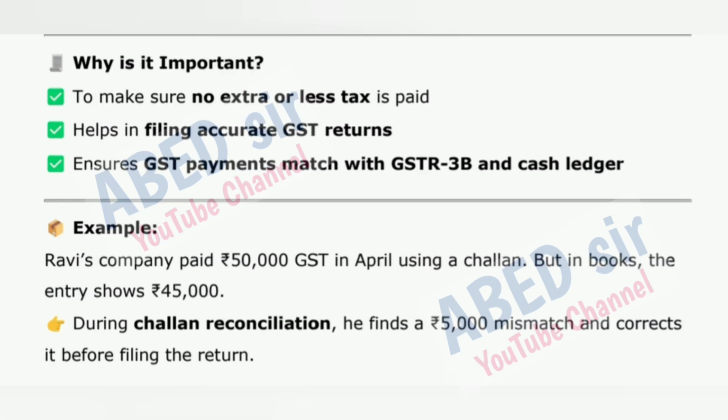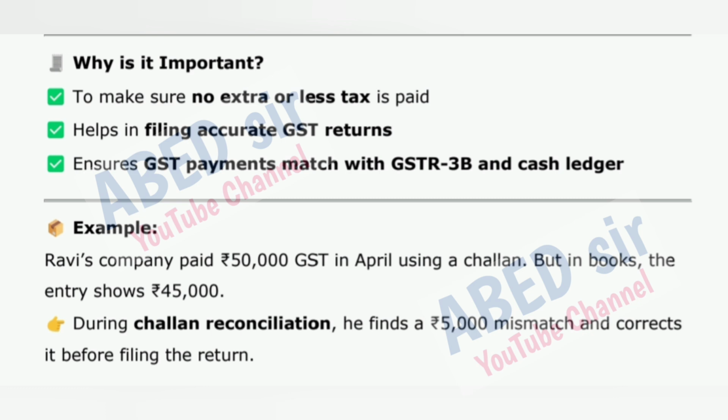Why is it important? To make sure no extra or less tax is paid. It helps in filing accurate GST returns and ensures GST payments match with GSTR-3B and the cash ledger.